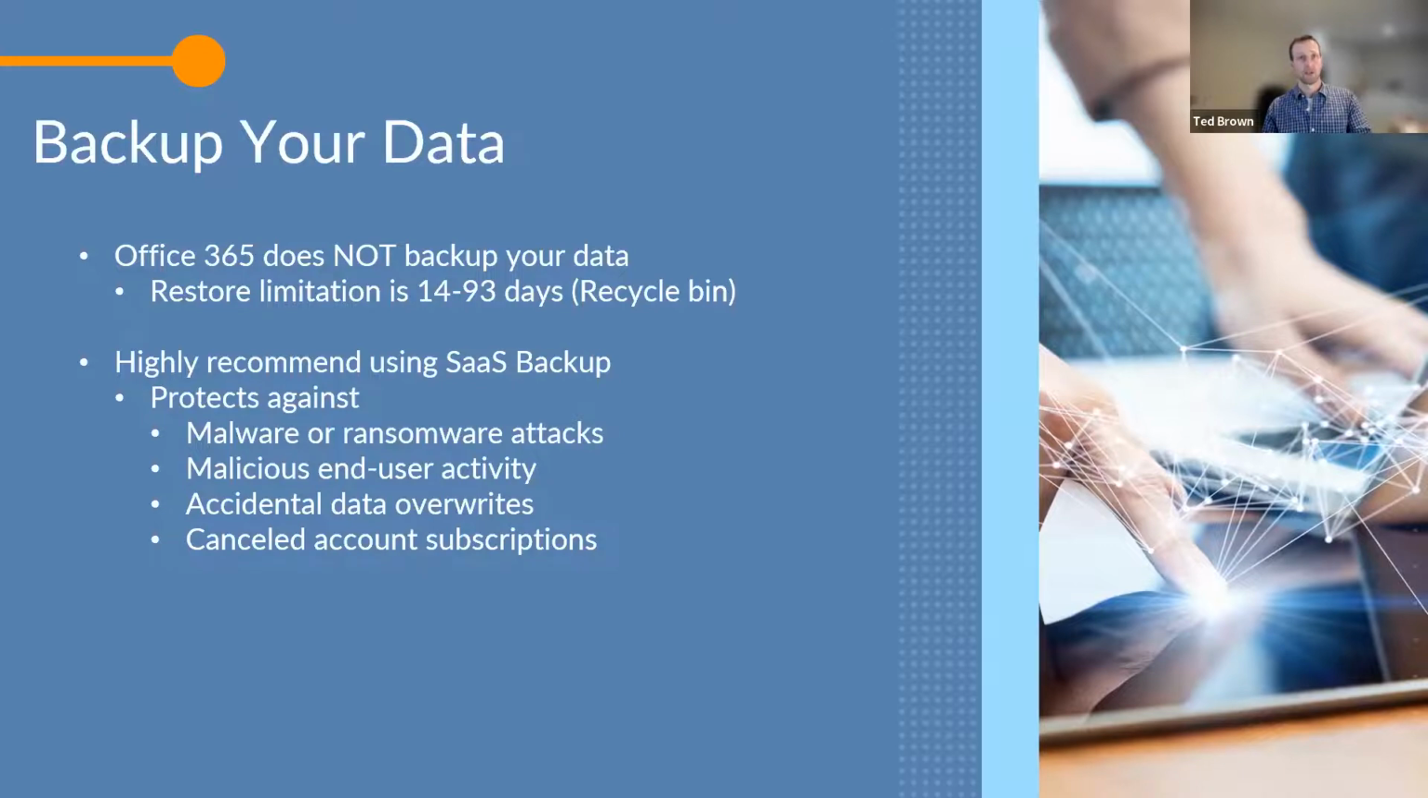So I have it here. You can see 14 to 93 days. So for Microsoft email, usually you have a retention within the recycle bin of 14 to 30 days. And with your OneDrive and SharePoint, those typically fall into that 93-day category for how long you can recover those files. So I definitely recommend using a third-party product to back up your systems, because Microsoft does not have that in there. So this will help against any potential malware or ransom attacks that might occur, and any malicious end-user activity.